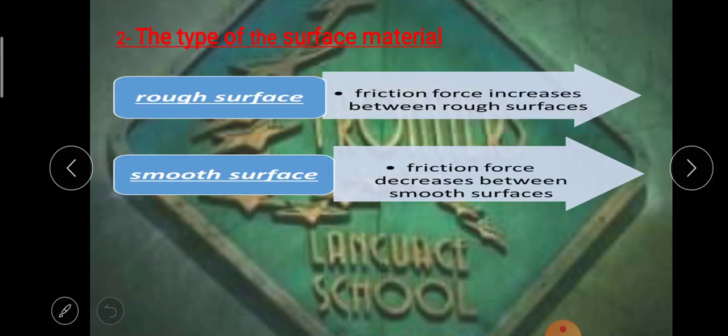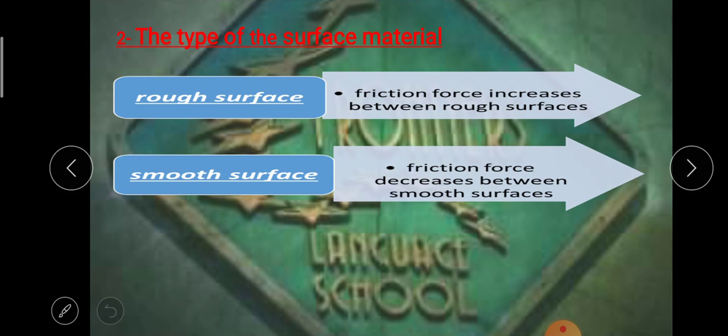The second factor that affects the friction is the surface material. What does a type of surface mean? It means that the surface that you move on may be rough, like the sand, the gravel, or the stone, or maybe smooth, like the glass, the ice, or the ceramic.